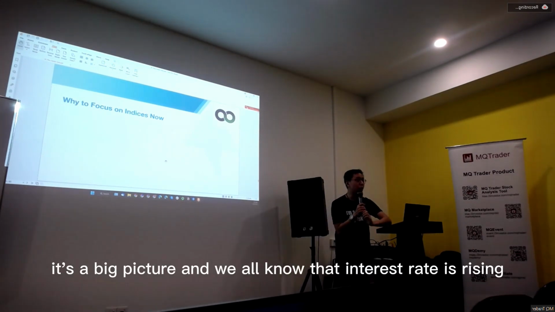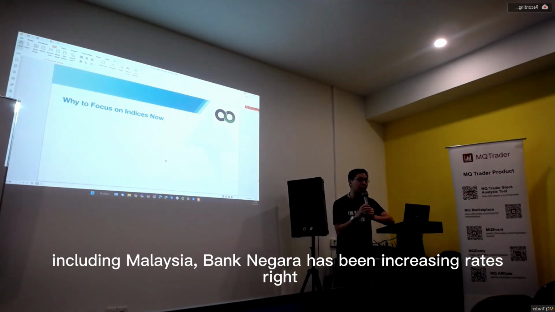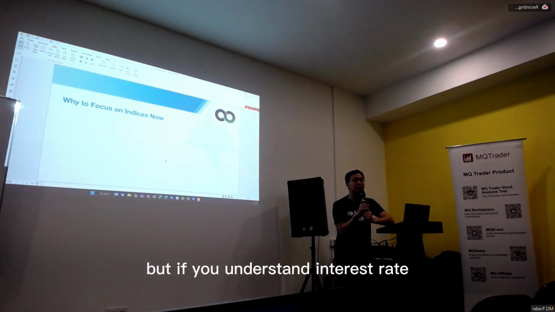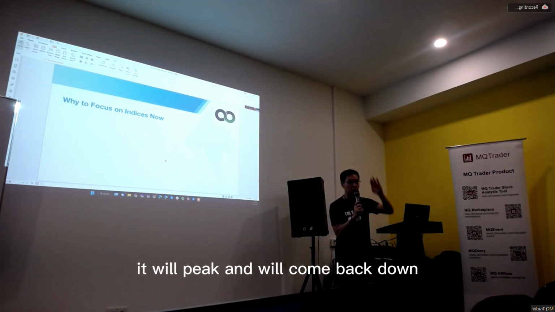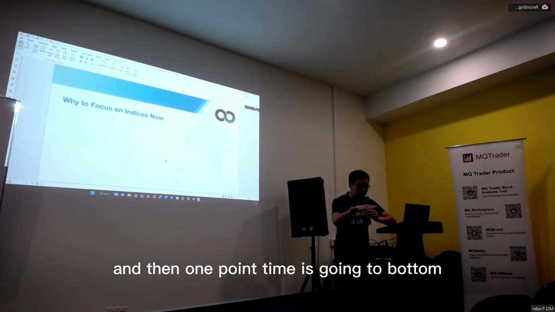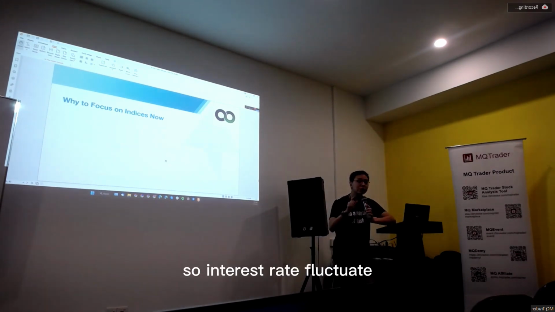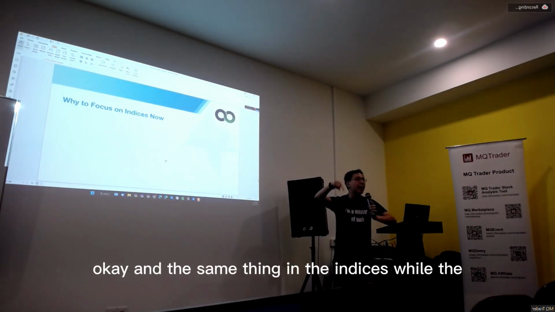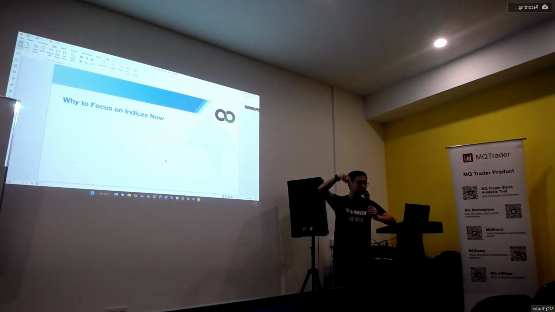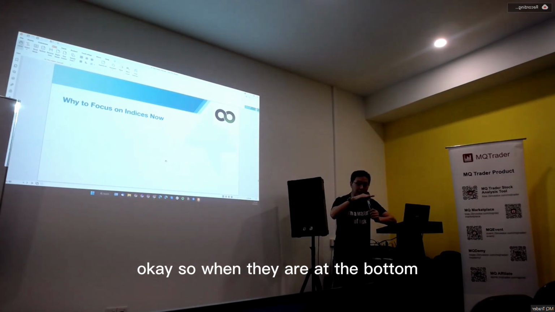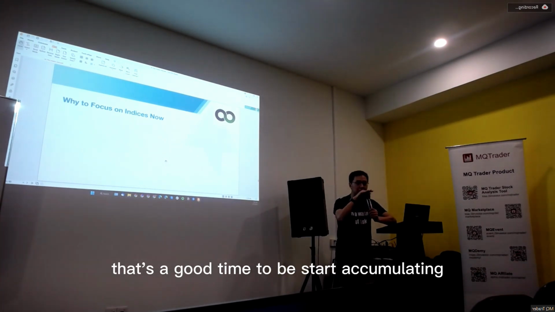Okay, the big picture. And we all know that interest rates are rising, including Malaysia, Bank of America has been increasing rates, right? But if you understand, interest rates are never going to keep increasing. At one point in time, it will peak and it will come back down. And then at one point in time, it's going to bottom and it's going to go back up. So interest rates fluctuate. Same thing in the indices. While the overall trend is going up, it fluctuates up and down.